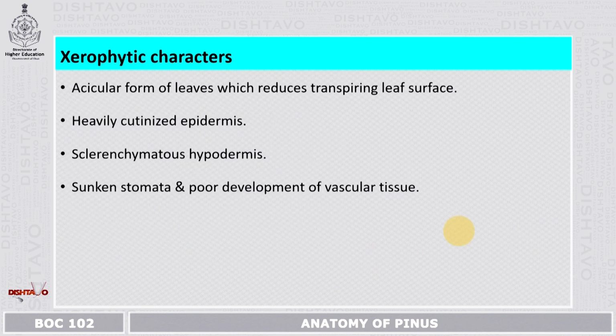The xerophytic characters of Pinus are these: the acicular form of leaves, which helps in reducing the transpiring leaf surface. They have a heavily cutinized epidermis and the hypodermis is sclerenchymatous. There are sunken stomata and a very poor development of the vascular tissue.